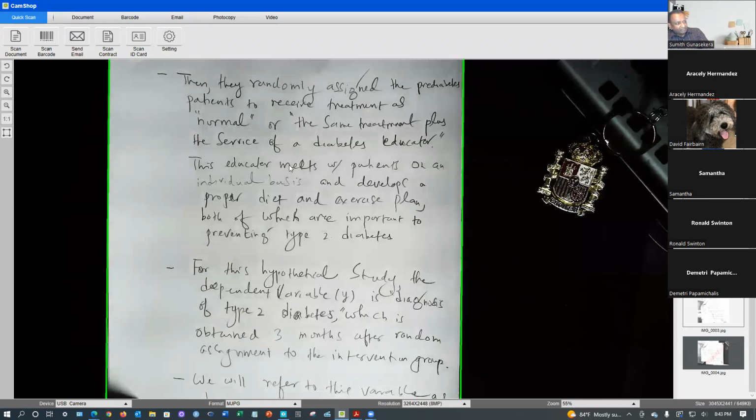This educator meets with the patient on an individual basis and develops a proper diet and exercise plan, both of which are important to prevent type 2 diabetes. That's why it's important.